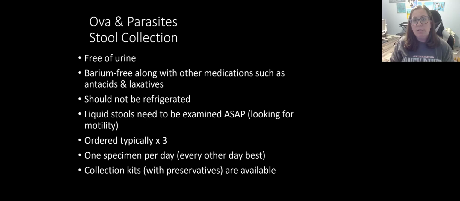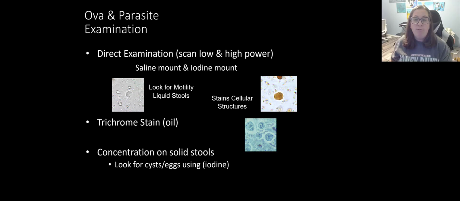So once the stool sample is collected and we get it to the proper area to examine in the lab, what are they going to do? Well, first, they're going to do a direct examination. They're going to use the microscope on low scanning and the high power. And they are going to do what we call saline mounts and iodine mounts.